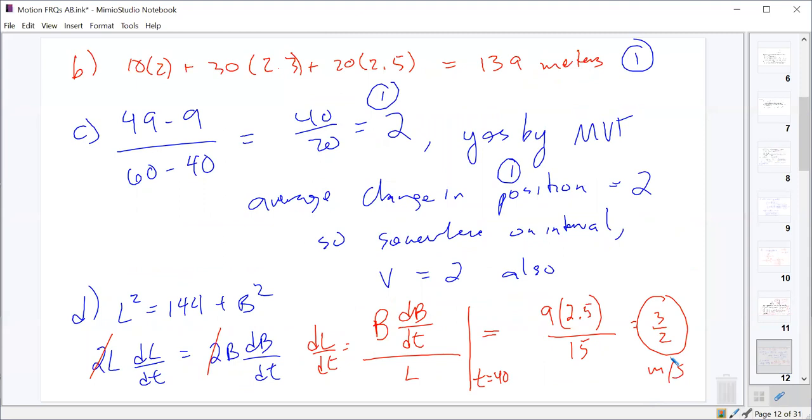And so you got 1 point if you had the correct derivatives. You got 1 point for recognizing that db/dt was 2.5, so recognizing that that was the velocity, and then 1 point for the final answer. Everybody good there?